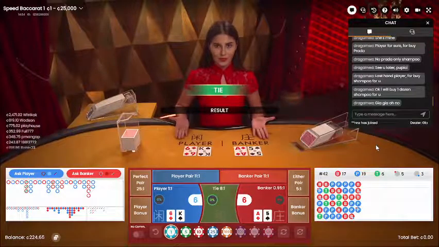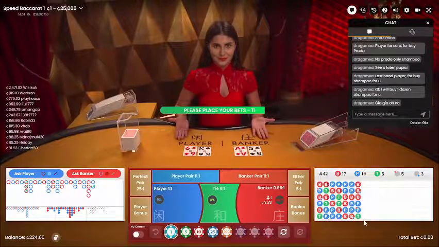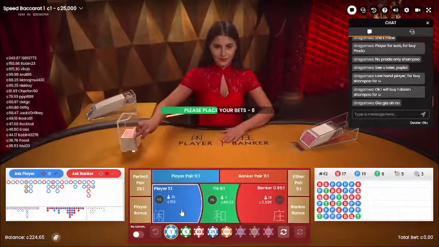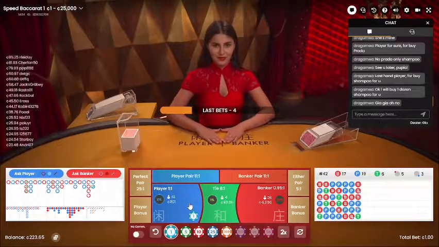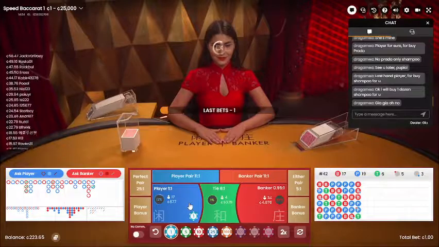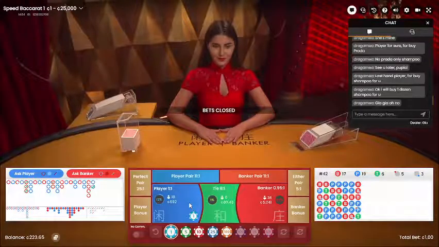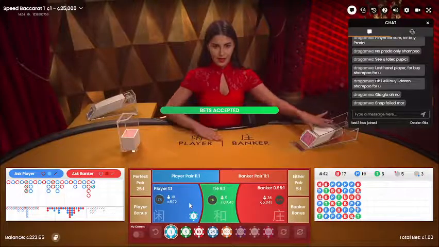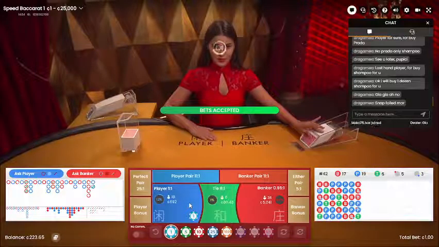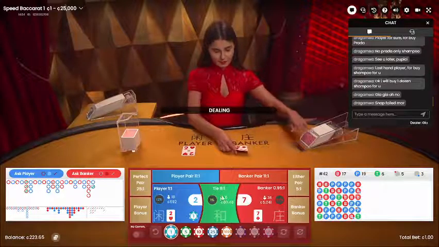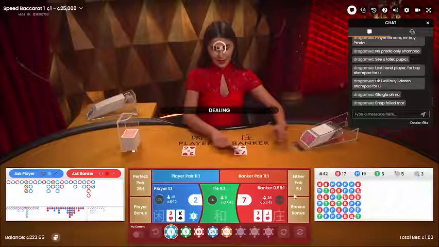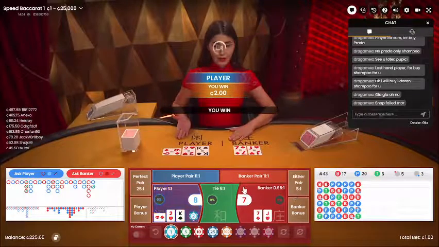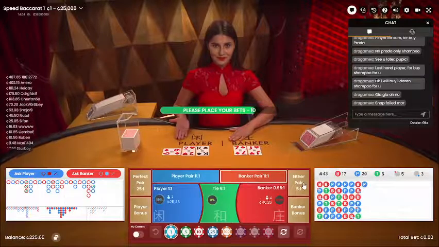Okay, so the last outcome was a tie. So for this one, I'll start with blue. I'm using one of the three strategies. Okay, I'm starting with blue. And we won on our very first bet once again.